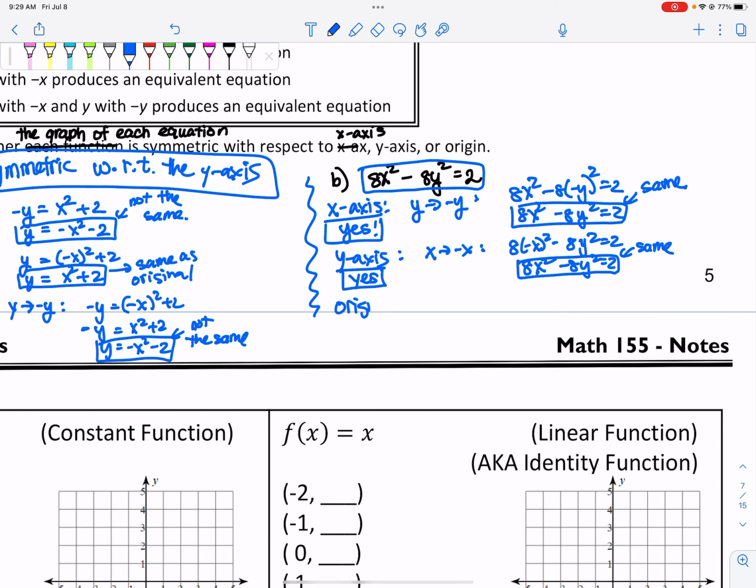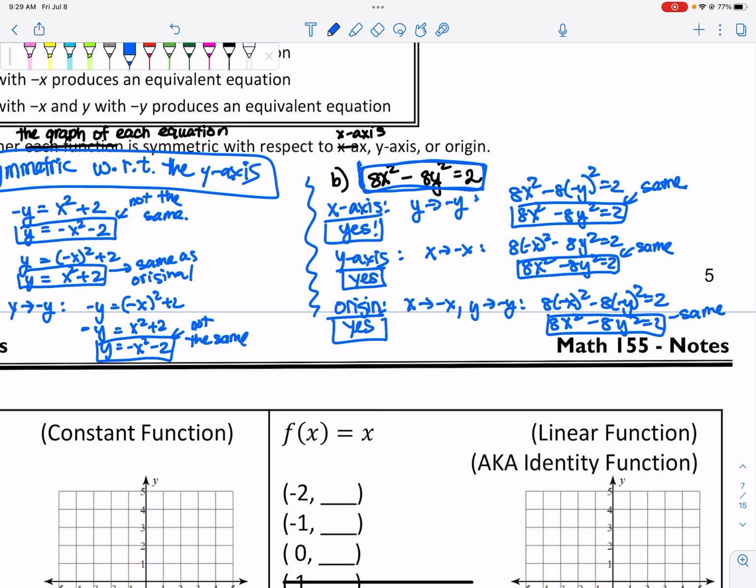Now let's test for the origin. Replace x with a negative x and y with a negative y. So we have 8 times negative x squared minus 8 times negative y squared equals 2. Negative x raised to the second power is going to be a positive x squared, and same thing with negative y squared. So this equation is exactly the same as the original. So yes, the graph is symmetric about the origin.